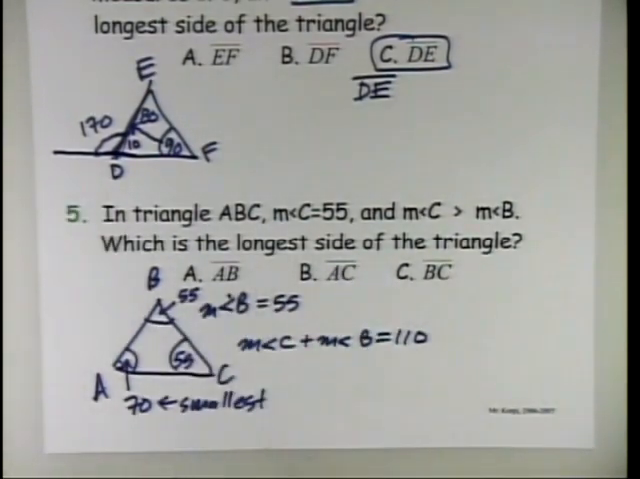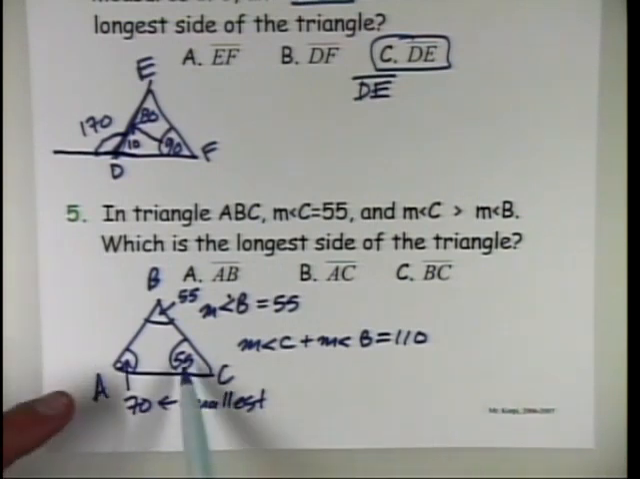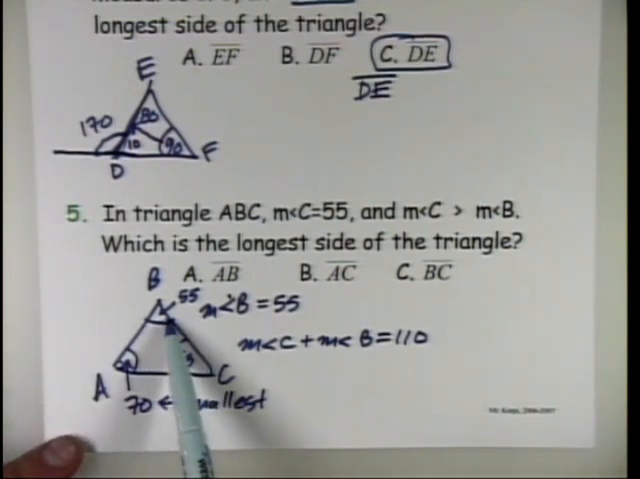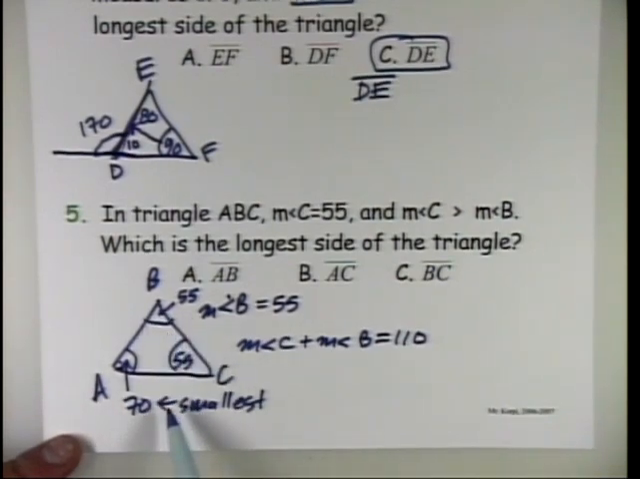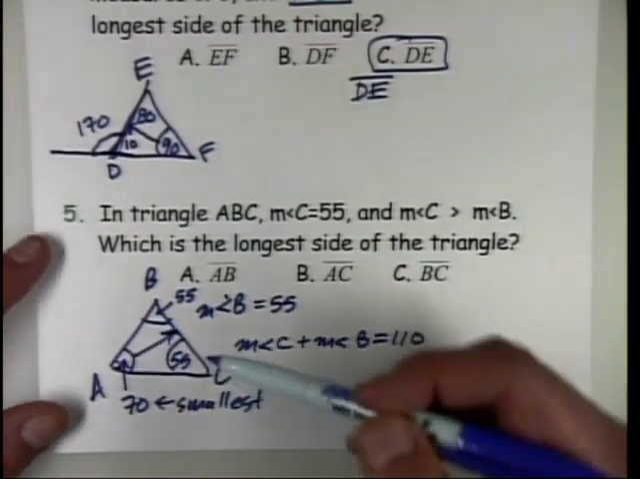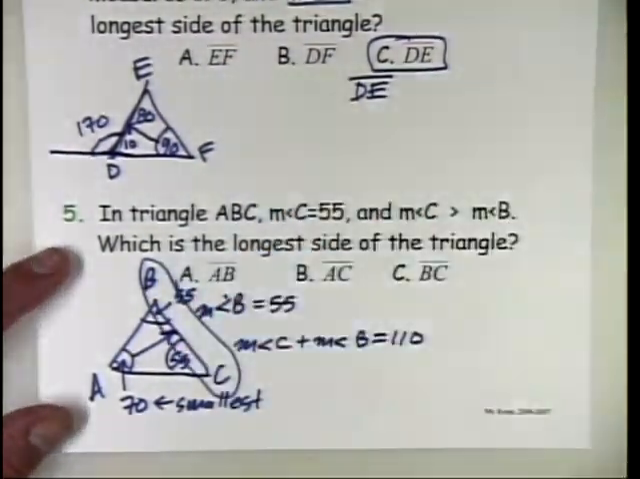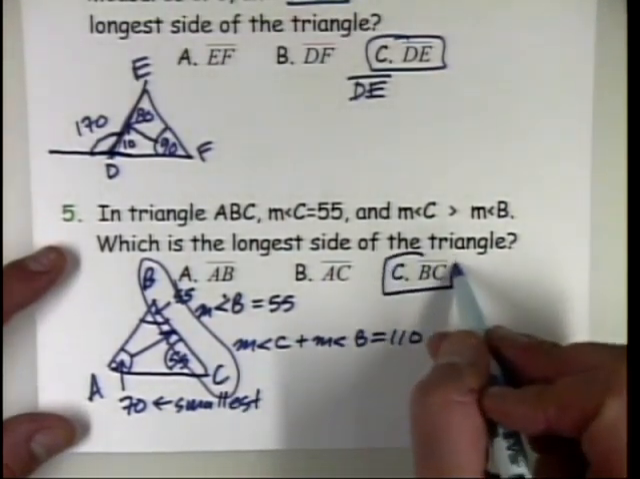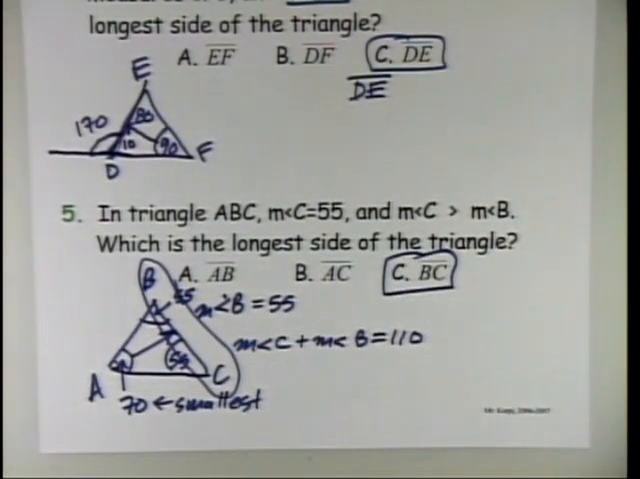So which is the longest side? Well, that's all we need to know. Because this is going to be 55, this one's going to be less than 55, and this angle here has got to make up the difference for whatever B is not equal to, so it's going to be 70 or bigger. In any case, it's the biggest angle. So the side opposite, BC, this one here, is the longest segment, and our answer is C.